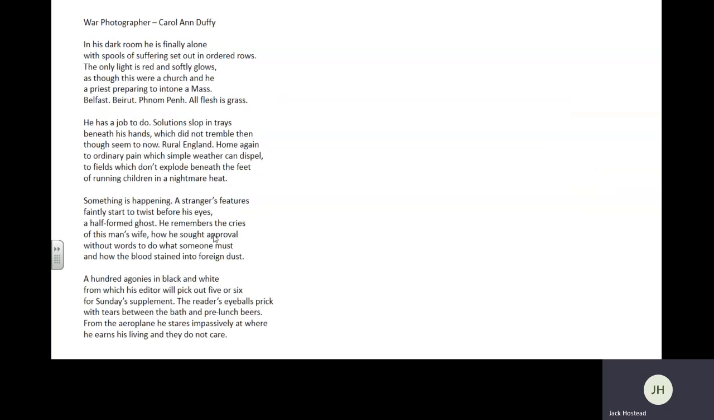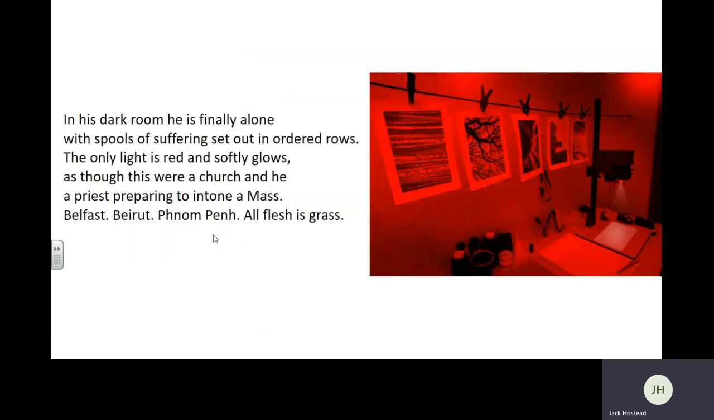So we'll go into the poem now then. So this is it. We won't do structure just yet, but as you can see, it's pretty tight. So we'll have a look at why Duffy may have chosen to do that. But we'll start off with language and what's going on. So this is your first stanza. And it starts off with, in his dark room, he is finally alone.